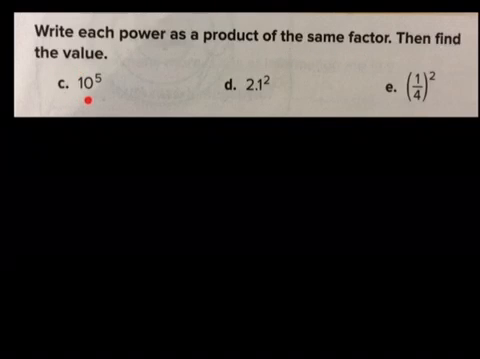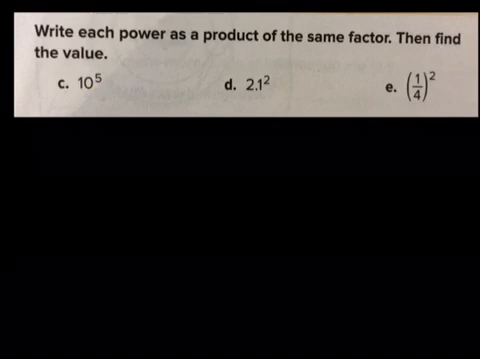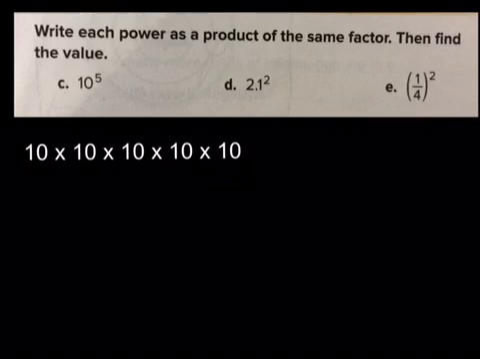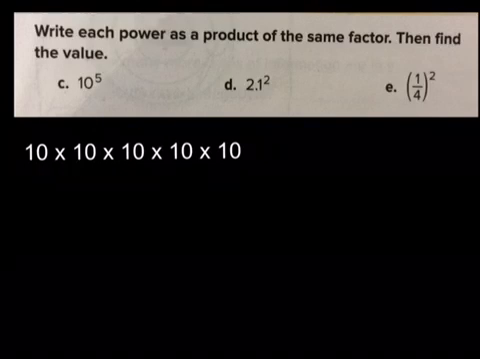Write each power as a product of the same factor. Then find the value. Okay, 10 to the power of 5. Please write this down. It looks like this: 10 times 10 times 10 times 10 times 10. 10 to the power of 5. Okay, what is that? Well, here's a little trick, everyone.